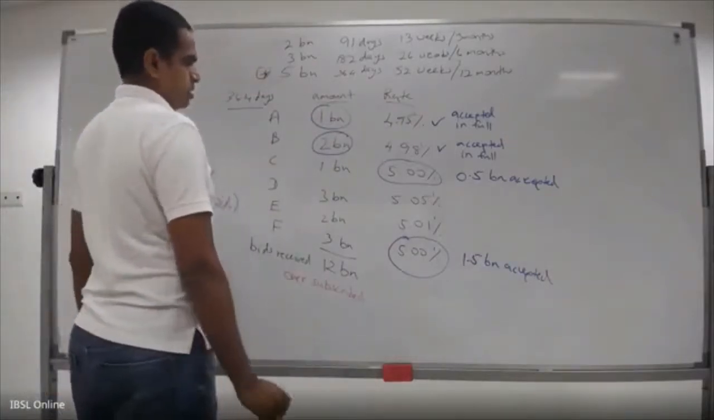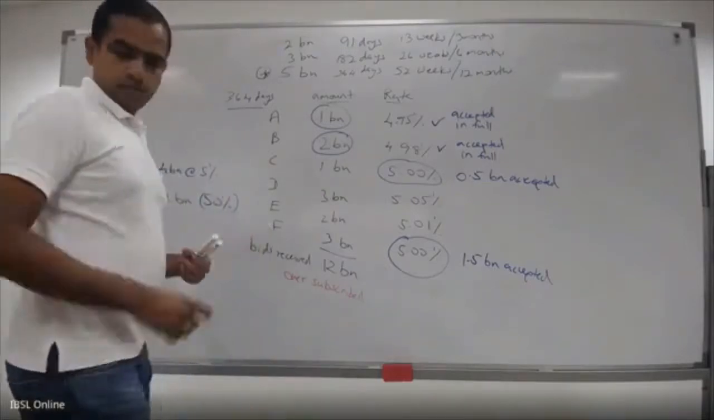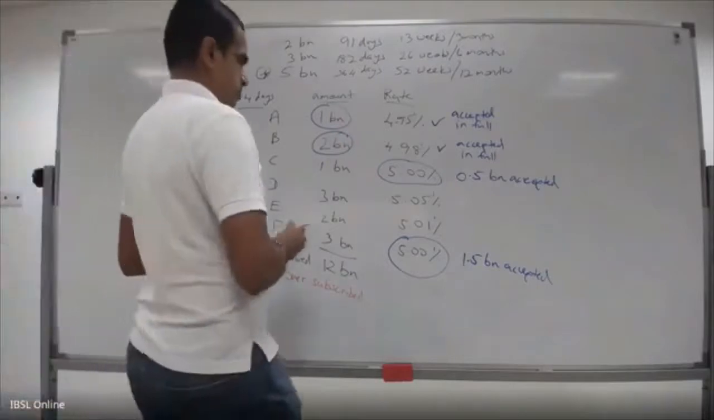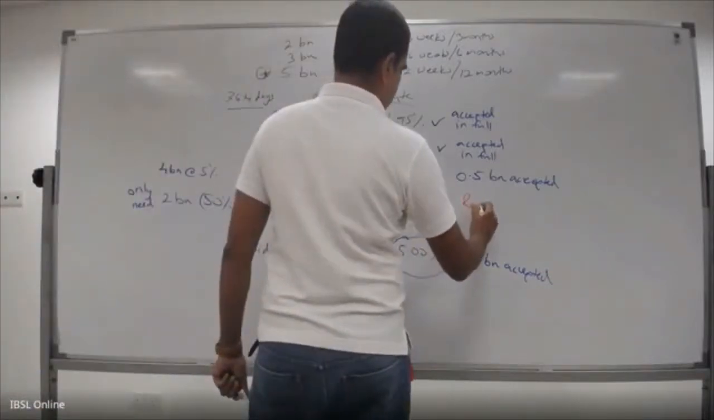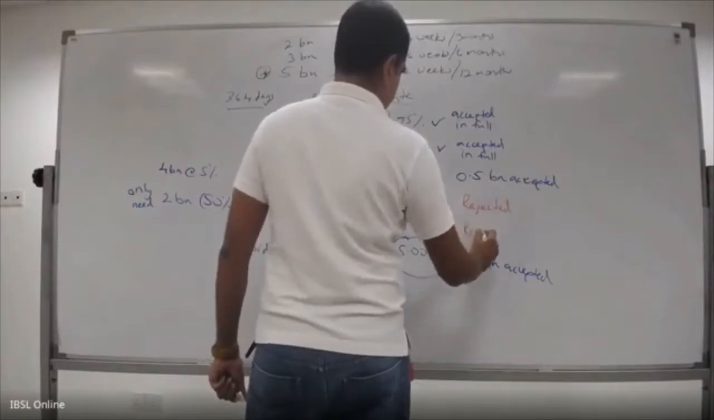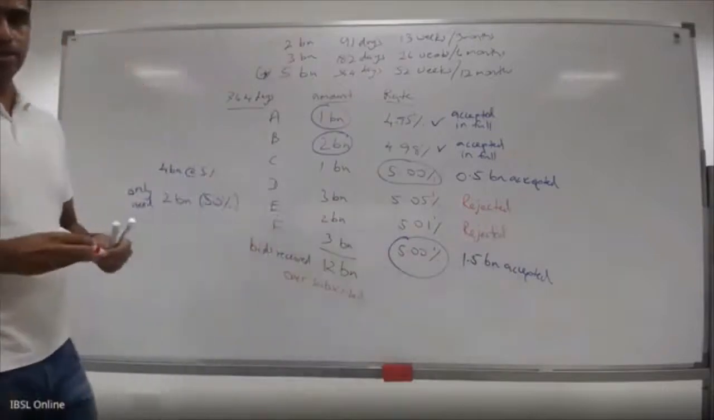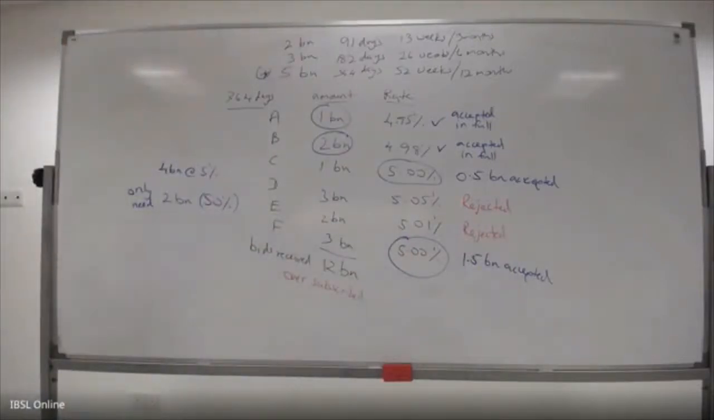So that gives the 5 billion, which means this will be rejected. It's also rejected because a total of 5 billion has been accepted. All the other bids are rejected. Right.